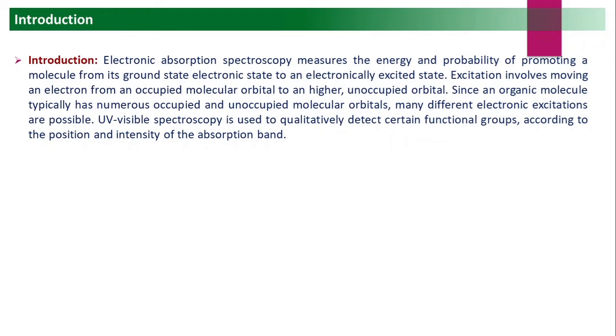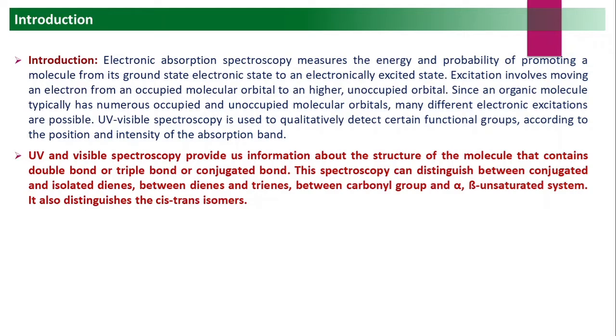So these excitations are qualitatively used for detection of the functional groups present in the molecule. UV and visible spectroscopy provides information about the structure of molecules that contain double bonds, triple bonds or conjugated bonds. So this spectroscopy can distinguish between conjugated and isolated dienes, between dienes and trienes, and between a carbonyl group and an alpha beta unsaturated ketone. It also distinguishes cis and trans isomers.